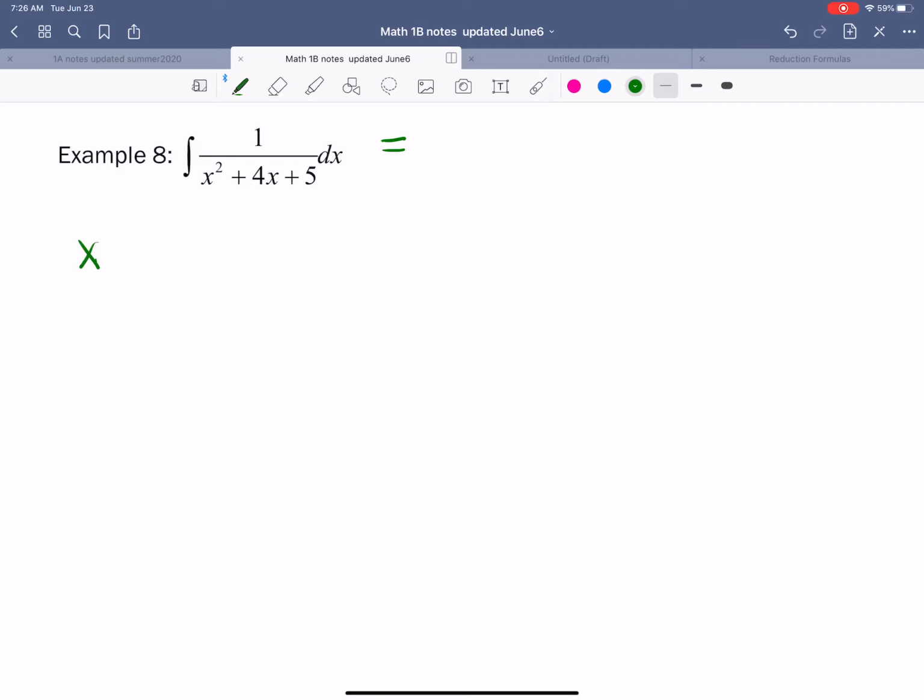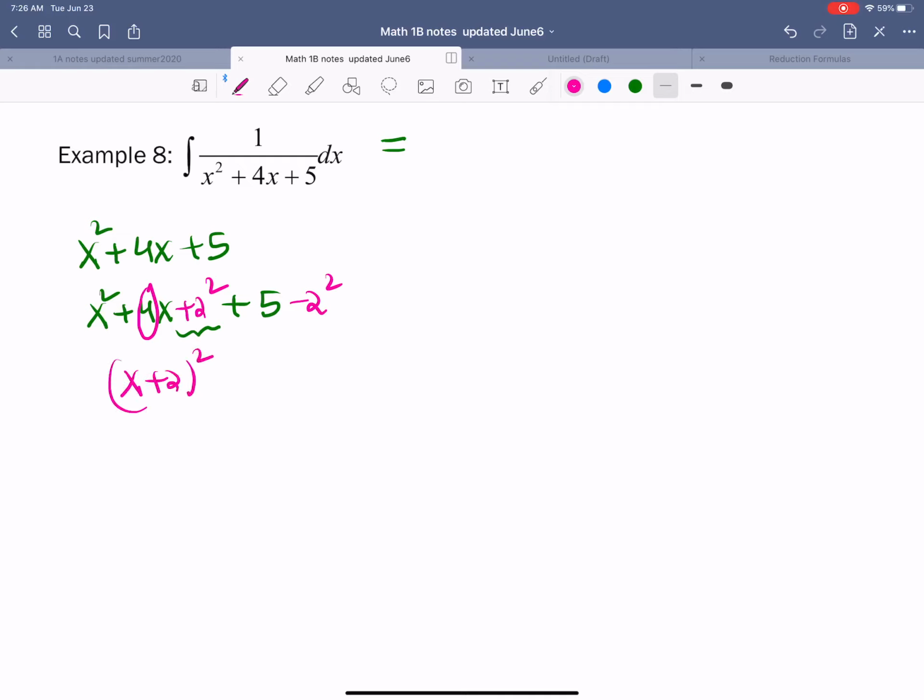Quickly showing you how to complete the square. x squared plus 4x plus 5, and we want to complete the square. What number would complete the square over here? So I'm leaving it blank, pushing the 5 away. It's half of your b, squared. So half of 4 squared, which is 2 squared, and you also have to subtract 2 squared. So my completed square would turn out to be x plus 2 squared plus 5 minus 4, which is x plus 2 squared plus 1. So when I complete the square, I have x plus 2 squared plus 1 dx.